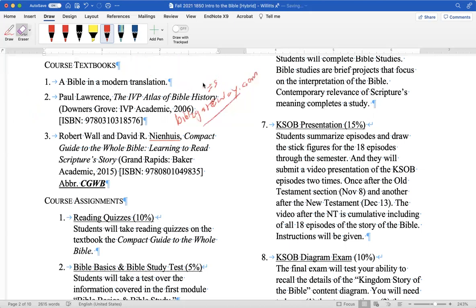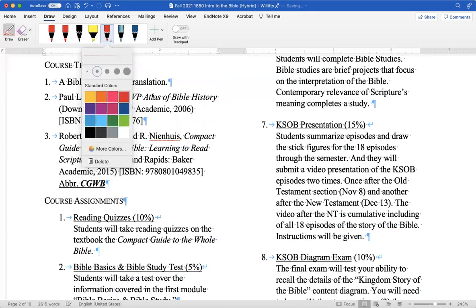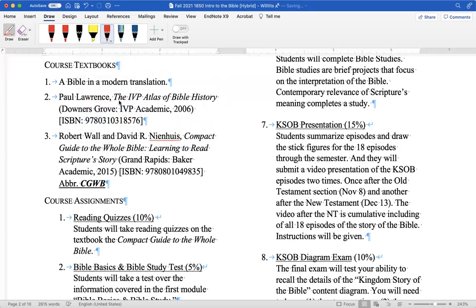The second textbook, or really the first textbook you need to buy, is called the IVP Atlas of Bible History. You will need this right away, so don't hesitate to get it. It is in our library, and it will be available there. But you'll need that because even in the first week, you have an assignment out of that textbook.